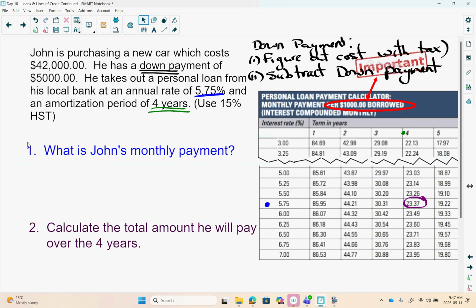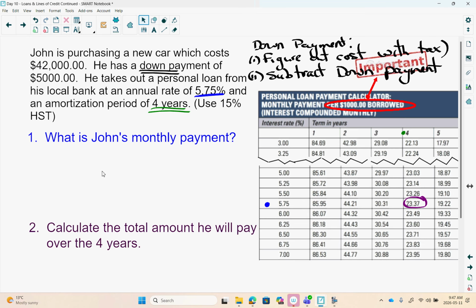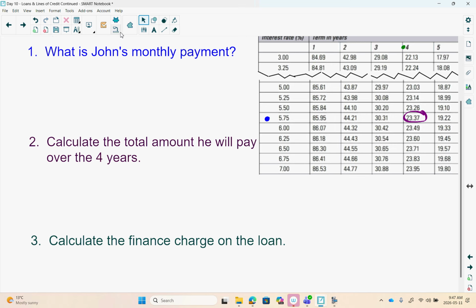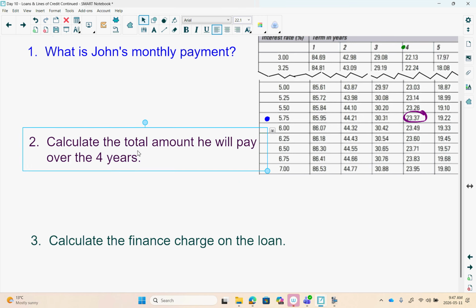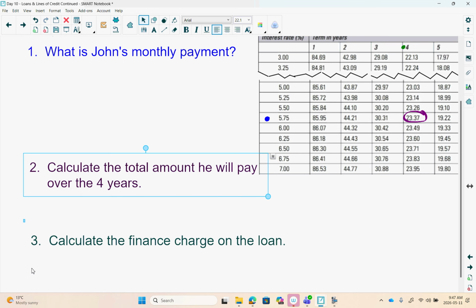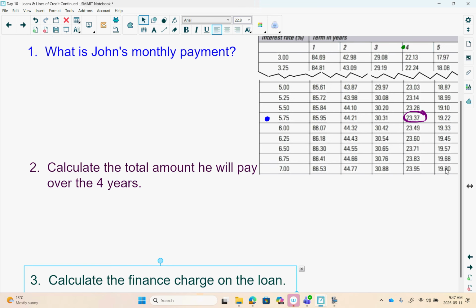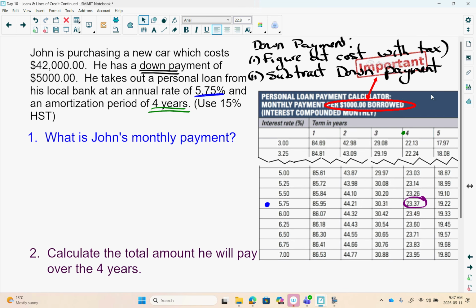Now, you might be tight for space. So you might not have a whole lot of room in here. So maybe do part 1 somewhere where there's a little more space. I can move this stuff around, you can't. Okay. The first thing I need to do is figure out what John would pay for the car with tax. So step 1, it's the $42,000.